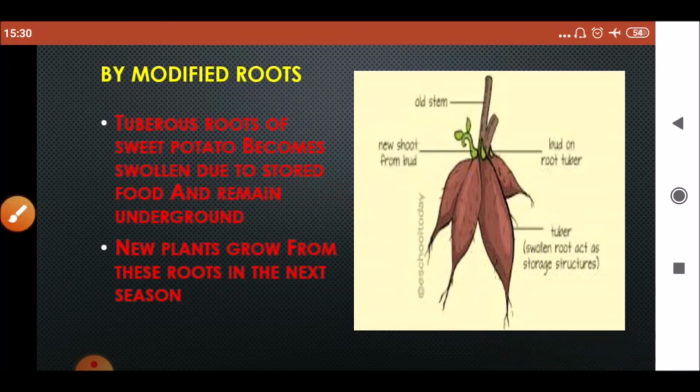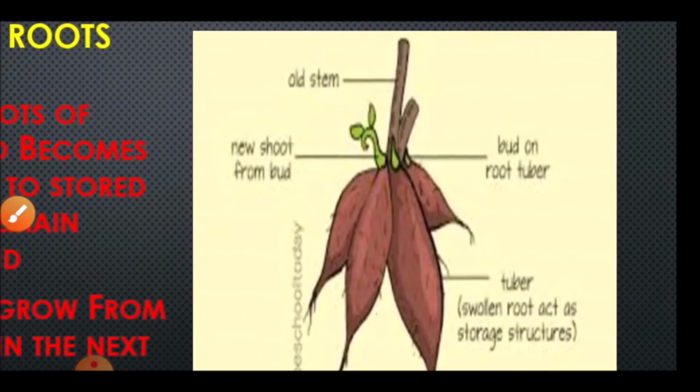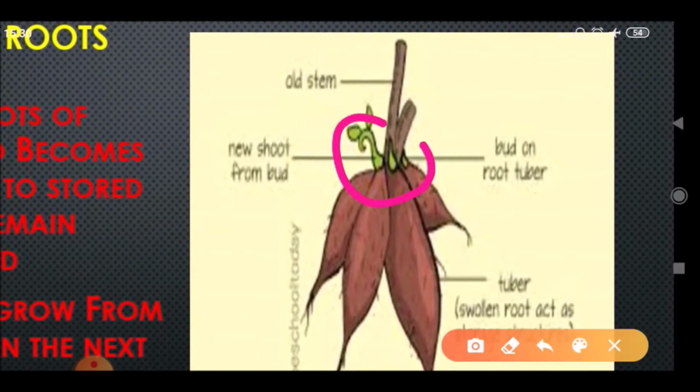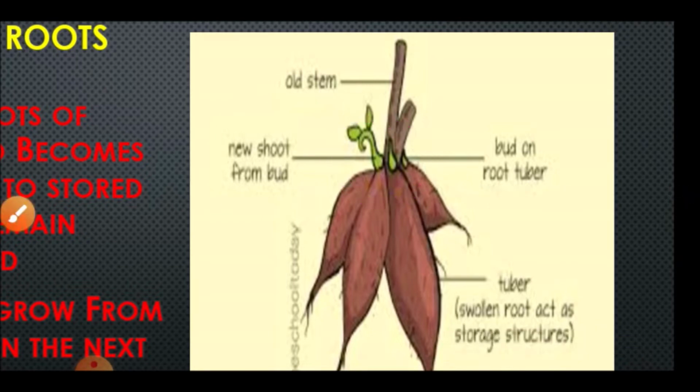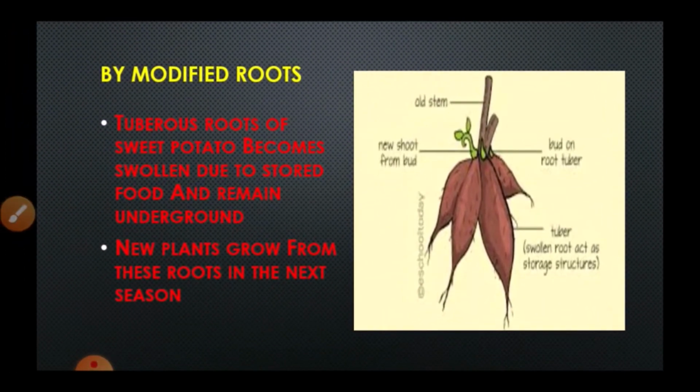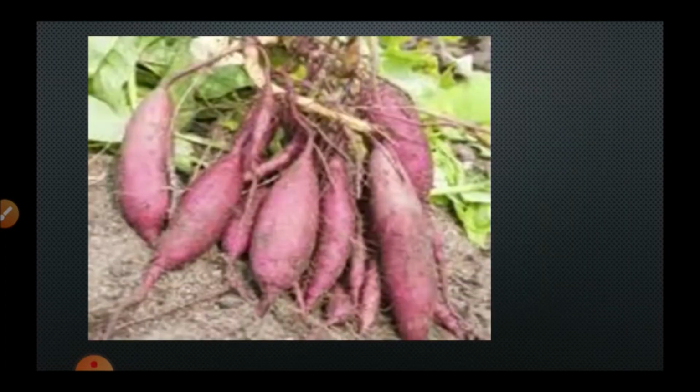Children, let us observe this diagram. You can see the green parts present on these roots. These are the buds present on the root tuber. In the next season, if these roots remain in the soil, a new shoot arises from the bud. So you can observe that new plants are arising from the roots. This is an example of the natural method of vegetative propagation. We have one more picture here, showing the sweet potatoes.